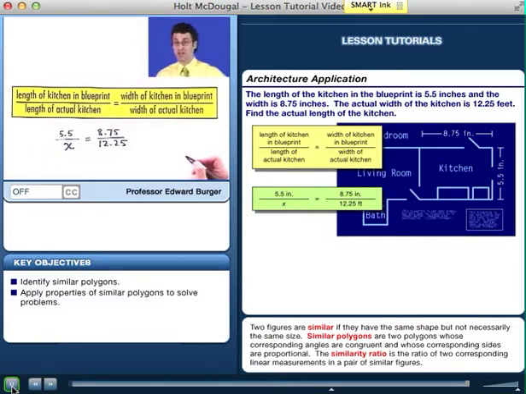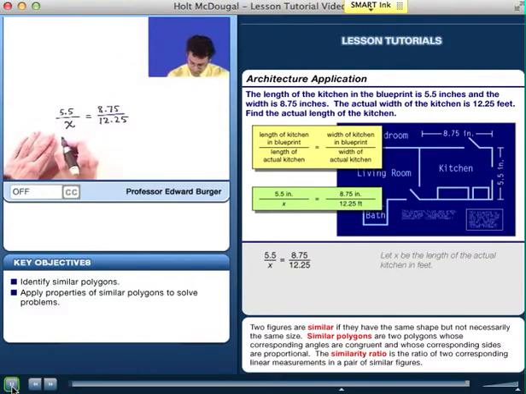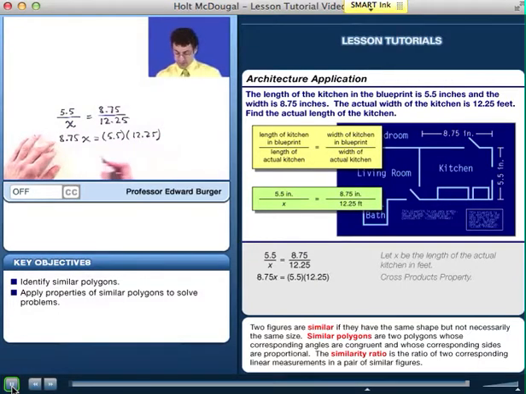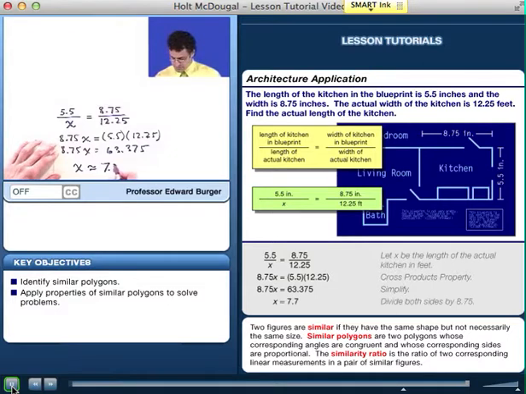How do I do that? Well, I use the cross product idea. So the cross product idea comes into play, and I see that this product, 8.75x, is going to be equal to this product, 5.5 times 12.25. And so you have to now work that out on a calculator, and we see that 8.75x is equal to 63.375. And if I divide both sides by 8.75, we need a calculator to see that x is going to be approximately equal to 7.7.